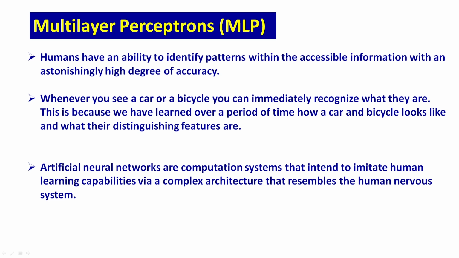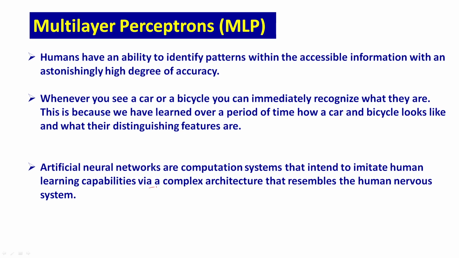So, as you have learned, the first technique in deep learning is multi-layer perceptrons. They are nothing but artificial neural networks which are connected to each other in multiple layers, so that they can imitate human learning capabilities, because human learning capability depends on the complex architecture of the neurons in our brains. So, you have to imitate that, and we create multi-layer perceptrons. Perceptron is nothing but a neuron.